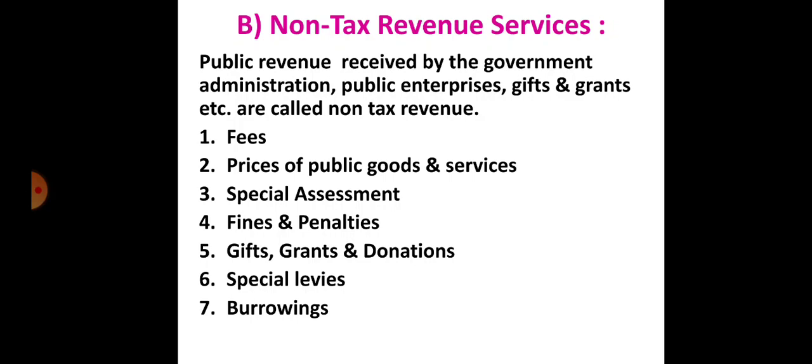So the next point is special levies. These are levied on commodities whose consumption is harmful to the health and well-being of citizens, like fines and penalties. The objective is not to earn income, but to discourage the consumption of harmful commodities by citizens. For example, the duties levied on wine, opium and other intoxicants. So that is special levies.